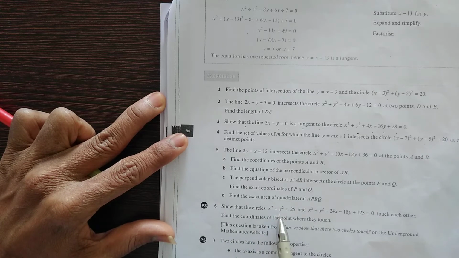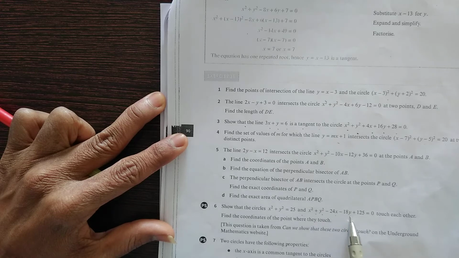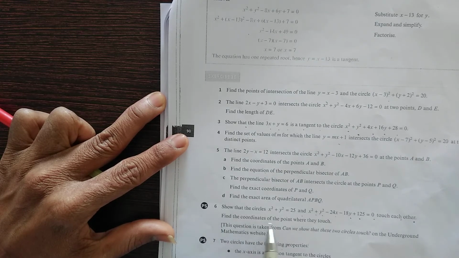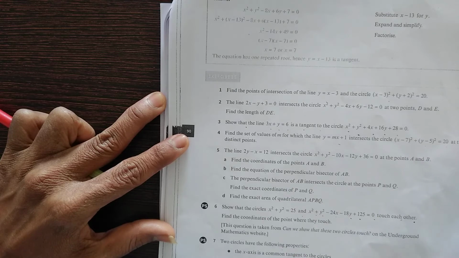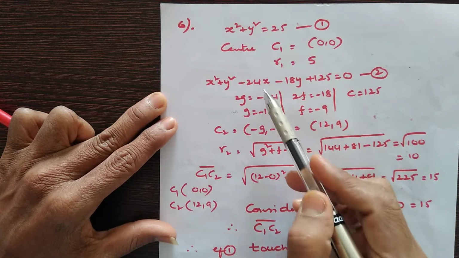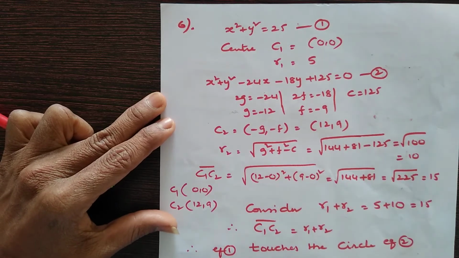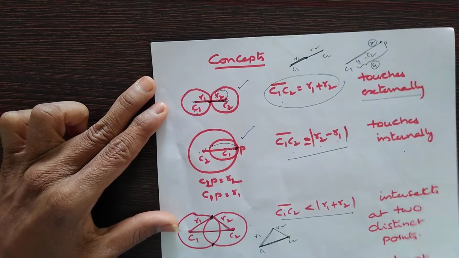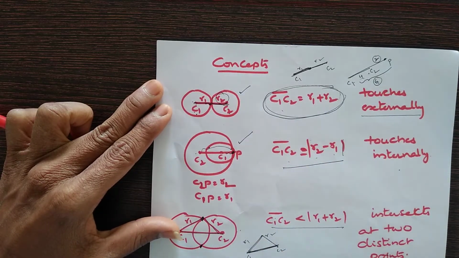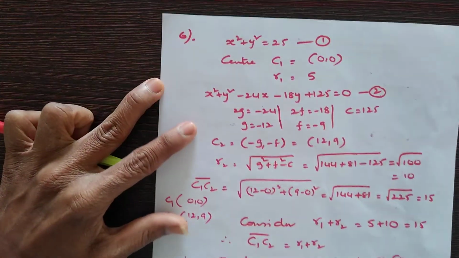Show that the circles x square plus y square is 25, and x square plus y square minus 24x minus 18y plus 125 is 0, touch each other. Touches each other means touches externally. Find the coordinates of the point where they touch. See here. We have to show that these two circles touch each other. If two circles touch each other, just now I told you, C1 C2 is equal to R1 plus R2. Okay? Now see here.